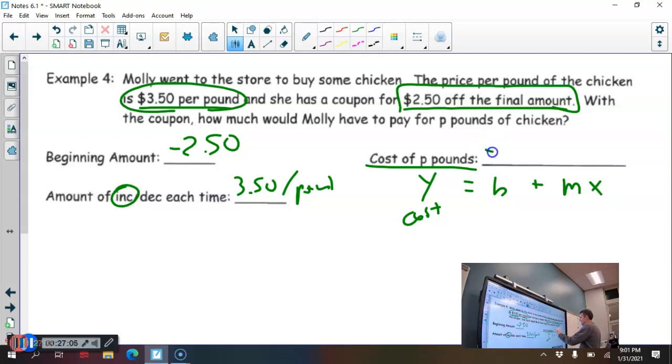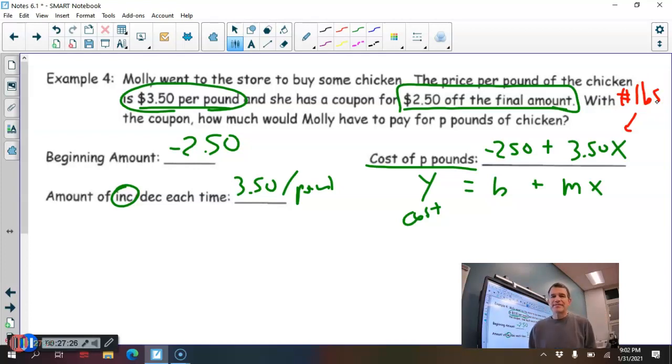So the beginning amount is negative $2.50 plus $3.50 times X. And what does X represent in this situation? X represents the number of pounds that she buys. It's $3.50 per pound.